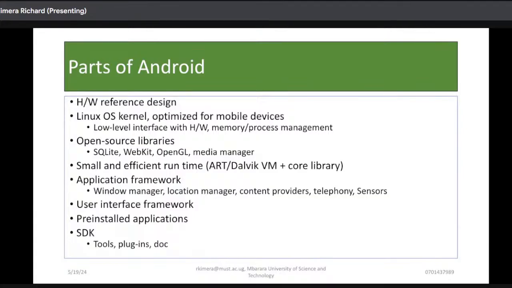And so then Android has the different parts, like we've talked about already. So from the hardware, where we refer to the different components of the hardware, and then the Linux kernel, the libraries that enable us to build for different tasks. Then the Android runtime, which is used during the process of compiling, and other core libraries. And then the application framework, where you have the Windows manager, the location, content providers, telephone, and sensors. And then also you have the user interface framework.